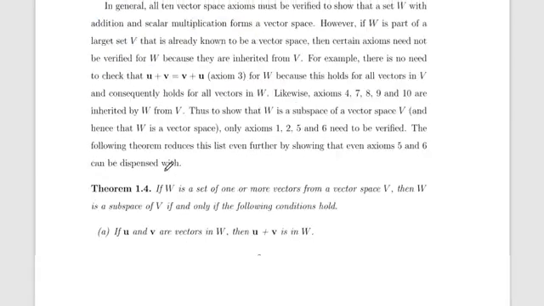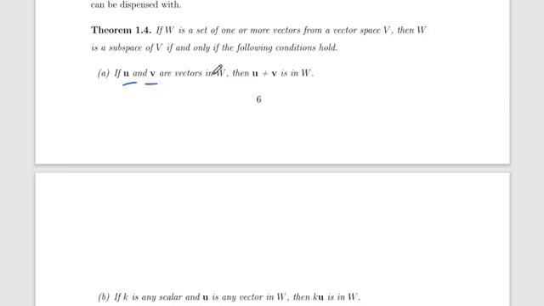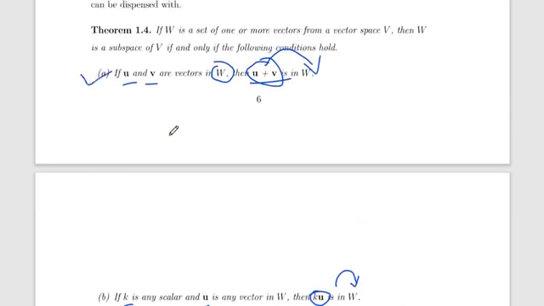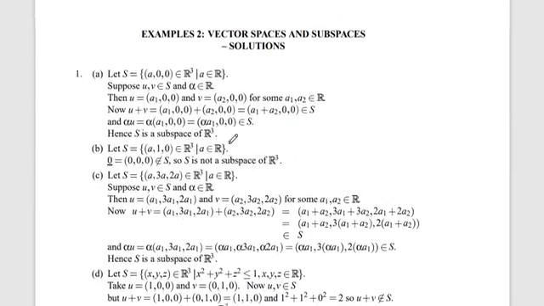Okay, so let's start with the example. These are the two conditions. If U and V are vectors in W, then this addition will also be in W, and K is any scalar and U is a vector in W, then its multiplication with the scalar will also have to be in W. If these two conditions are satisfied, then we can say that W is a subspace of vector space V. So let's start with an example so you can get a better idea.